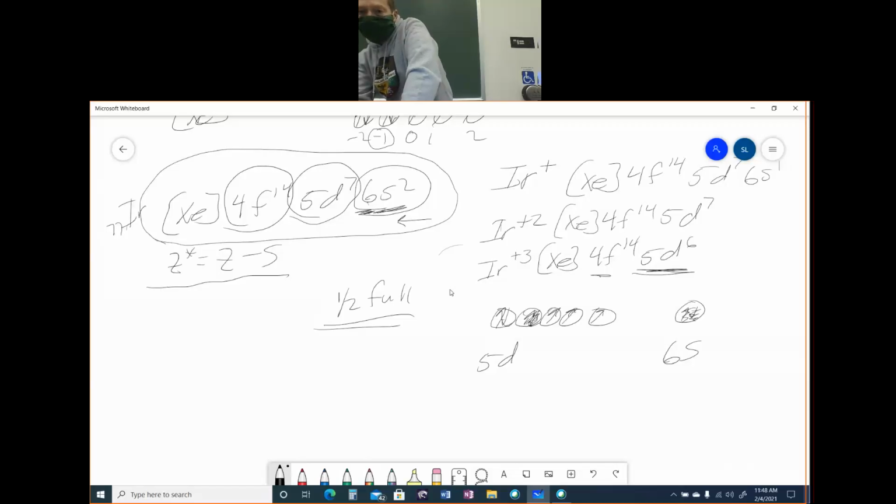So what would not surprise me, there's still one in here. What would not surprise me is if this one that is paired up said, well, I would rather go up here and be unpaired. I don't know that this is what happens, but it would not surprise me at all if the electron configuration of iridium +3 would be a 5d5 and a 6s1, where both of these are half full.